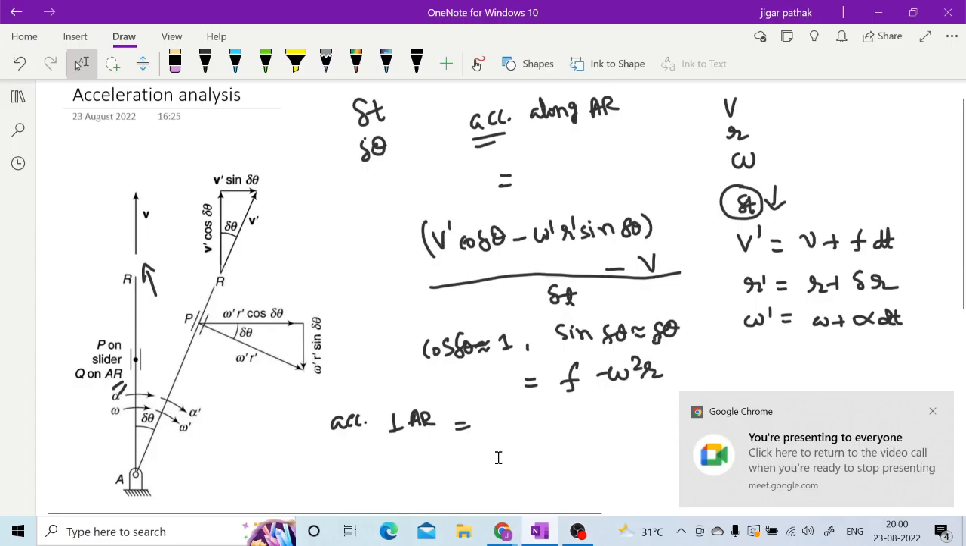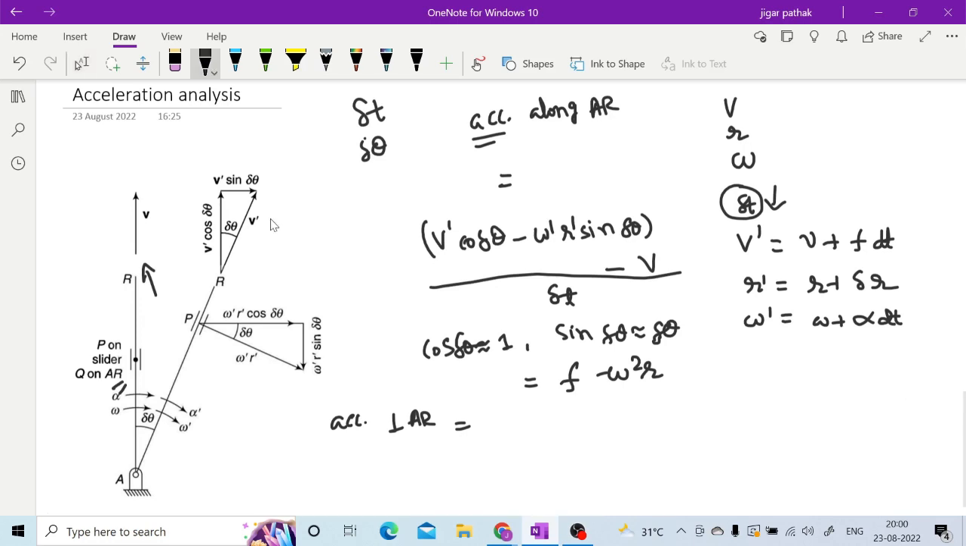Sir, yes. What is the F here? F is, as I have mentioned here, linear acceleration. F is linear acceleration, right?